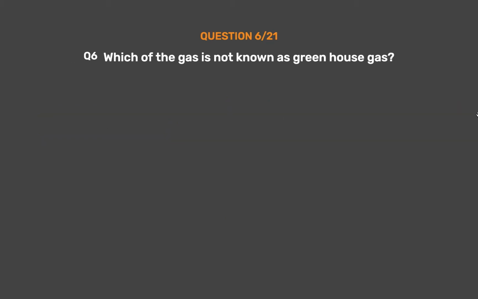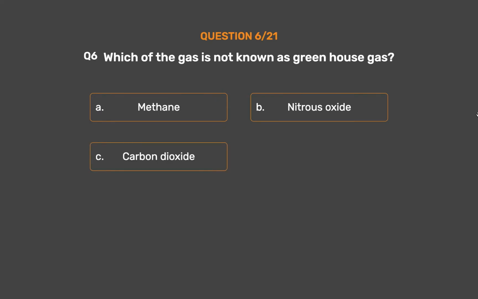Question number 6. Which of the gas is not known as greenhouse gas? Option A. Methane. Option B. Nitrous oxide. Option C. Carbon dioxide. Option D. Hydrogen. The correct answer is Option D.